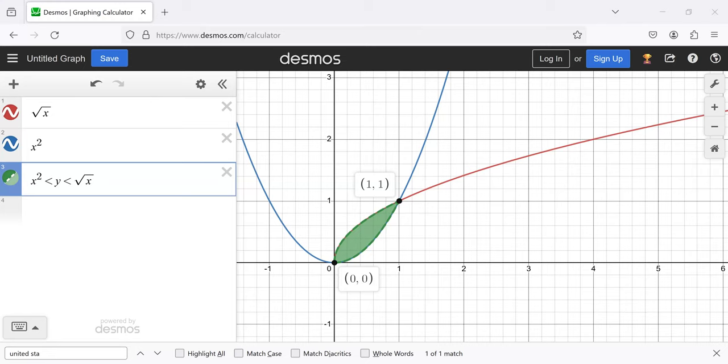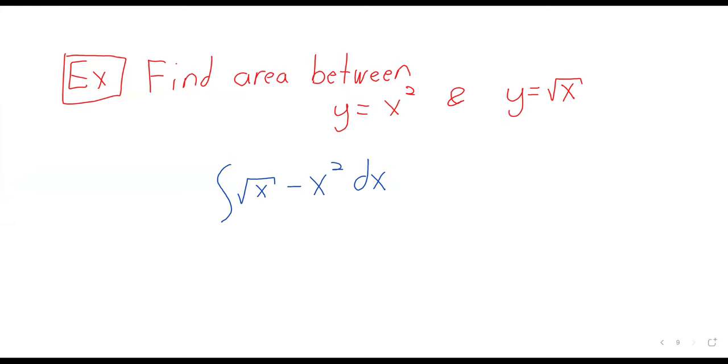And theoretically, to find the limits, you would set the curves equal to each other, because the places where the curves touch are precisely the places where they're equal. I don't want to do that.